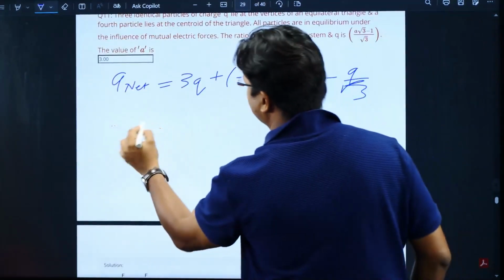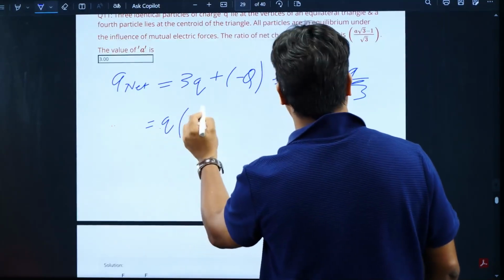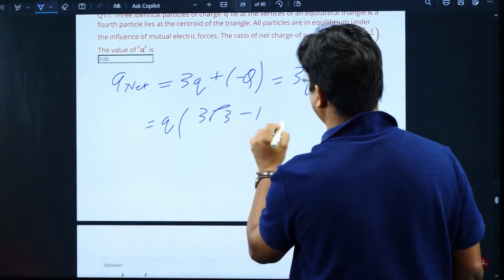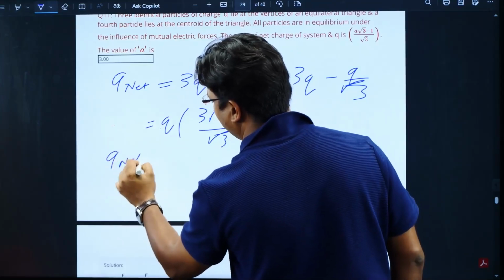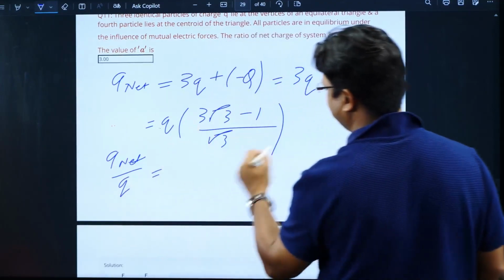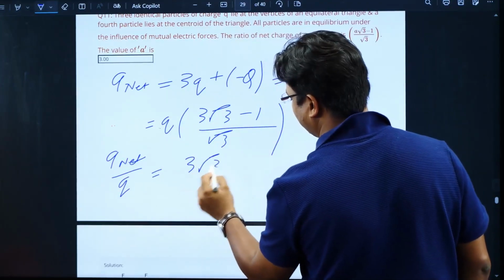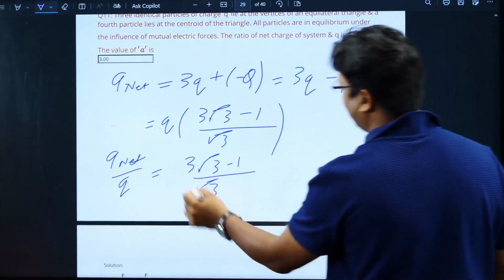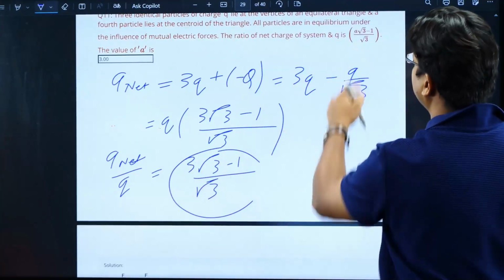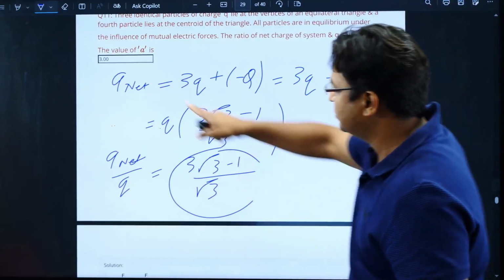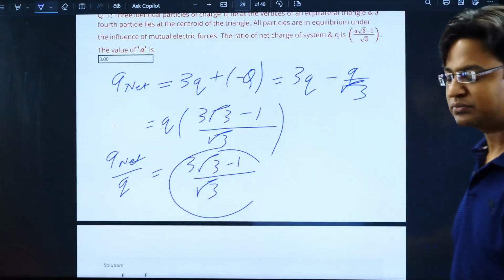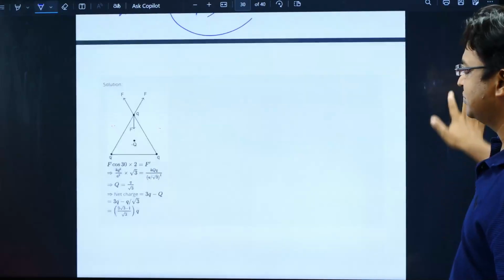Okay, so it turns out to be q into (3 root 3 minus 1) upon root 3, and therefore the ratio of q net by q will simply be this number. So this is (3 root 3 minus 1) upon root 3, and when I compare this with the given arrangement, I discover that a should be equal to 3. So 3 would be the right answer. Okay, so the right answer to this question would be 3.